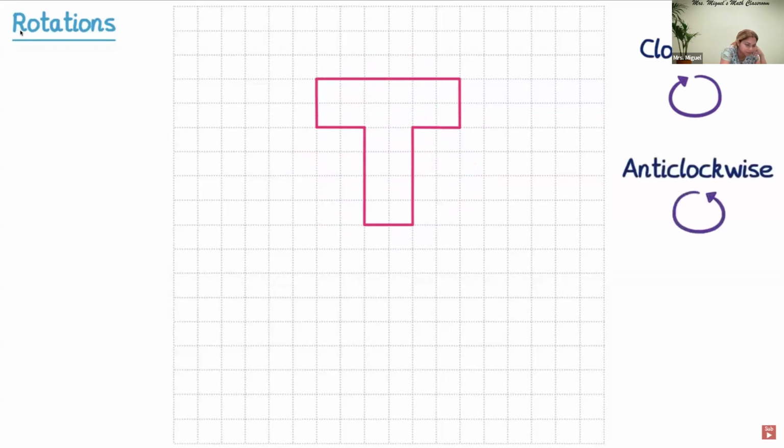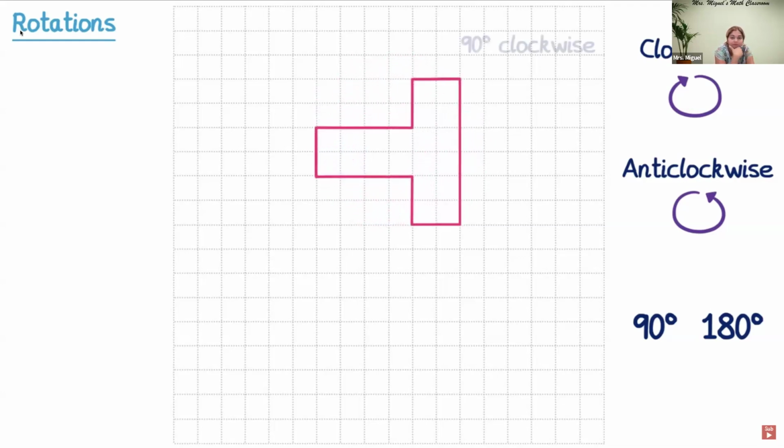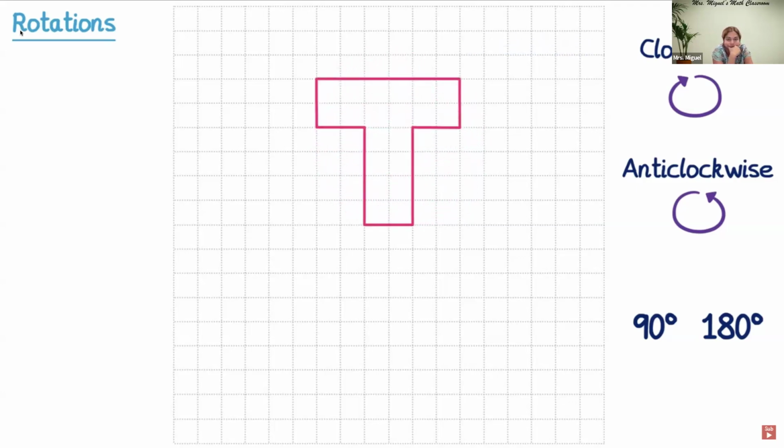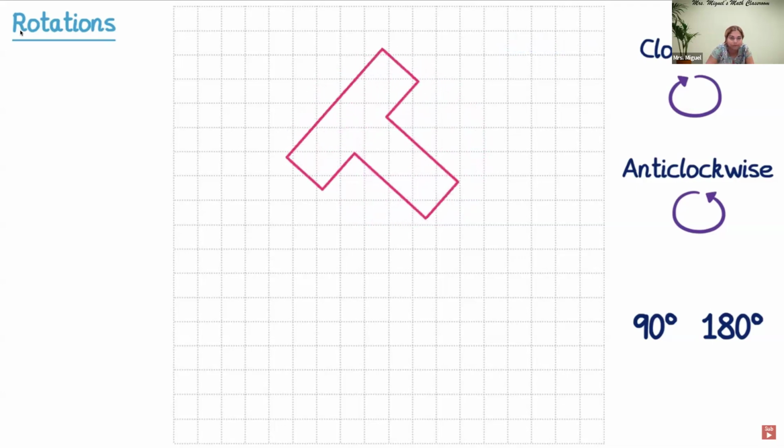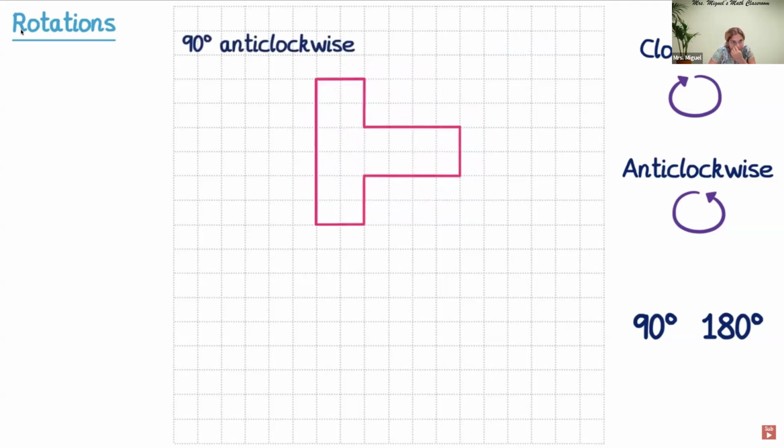For this video, we're going to look at rotating a shape by either 90 degrees or 180 degrees. Since one full turn is 360 degrees, 180 degrees will be half a turn, and 90 degrees will be 1/4 of a turn. So if we were to rotate this shape 90 degrees clockwise, it would go 1/4 of a turn in the direction that a clock hand moves, so it would look something like this. Instead, if we were to go 90 degrees anti-clockwise, it would go 1/4 of a turn in the opposite direction, so it would look like this.